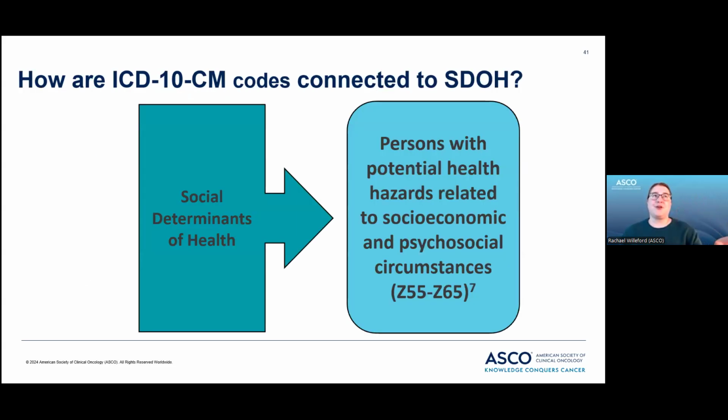So how are these codes connected to social determinants of health? There is a section in the ICD-10-CM code set, the Z codes, Z55 through Z65. Those may be used to identify patients with potential health hazards related to socioeconomic and psychosocial circumstances. These directly correspond to social determinants of health.